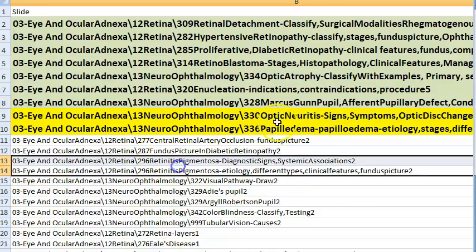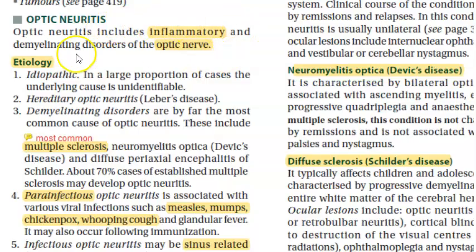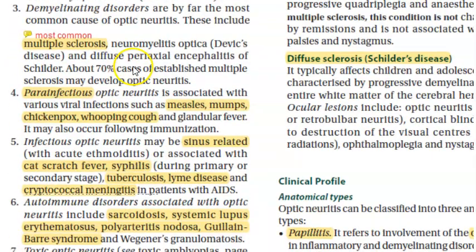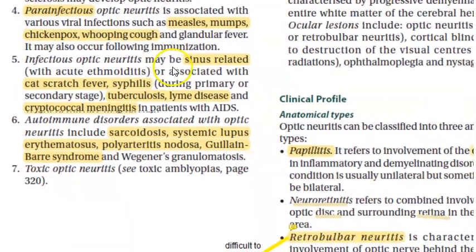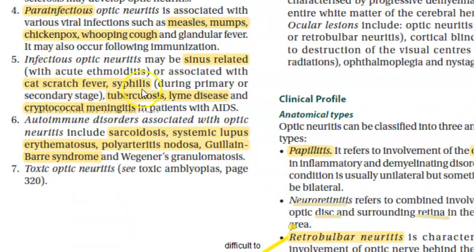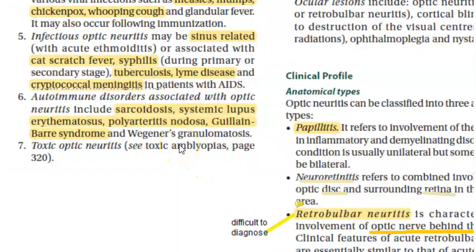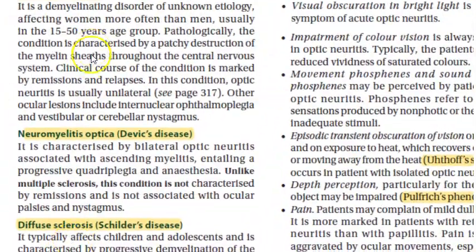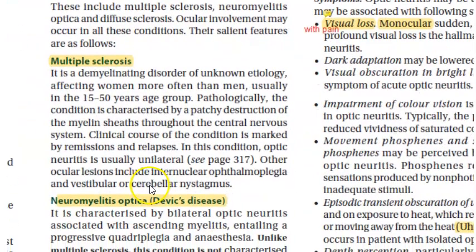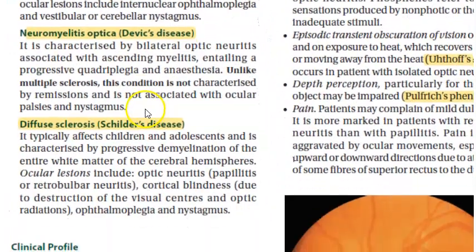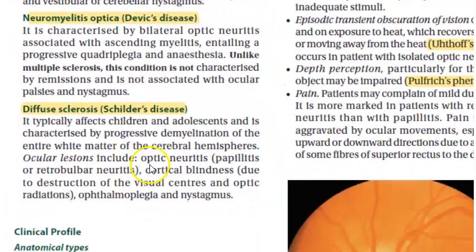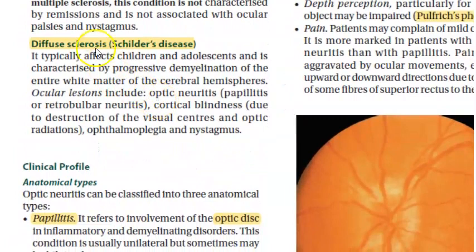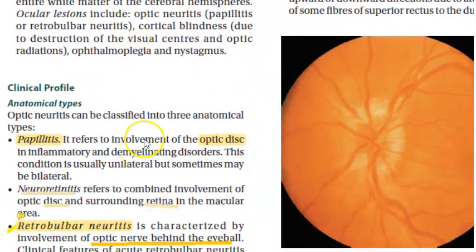Optic neuritis, what have you seen? It includes inflammatory and demyelinating disorders of the optic nerve, okay? Most commonly it is because of multiple sclerosis, mumps, measles, chickenpox, sinus-related causes, cat scratch fever, syphilis, and many other autoimmune diseases. So what are they saying here? Demyelinating diseases like multiple sclerosis, Devic's disease, diffuse sclerosis. All this you should know.